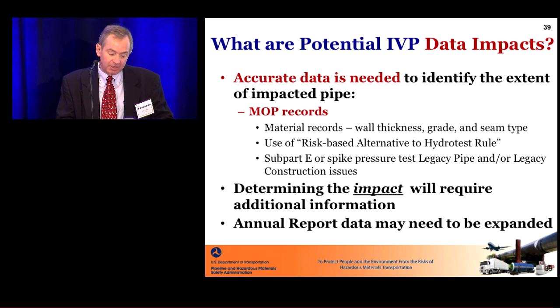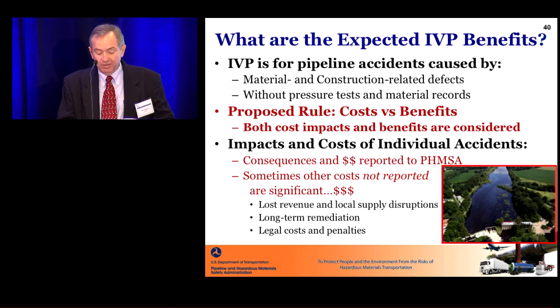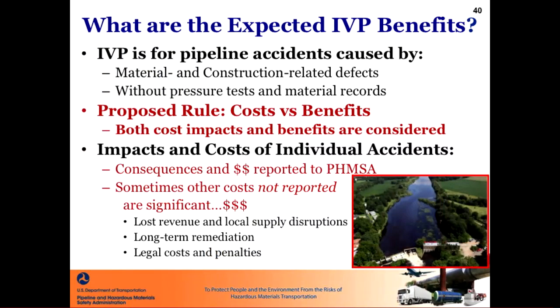Again, what are the expected benefits? Well, first, IVP is for pipeline accidents caused by material and construction-related defects and without pressure tests and material records. So if you've got pipelines and you don't have these issues, this rule would probably not affect you at all.